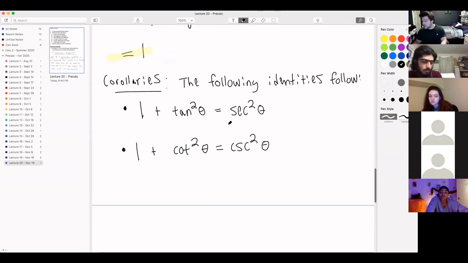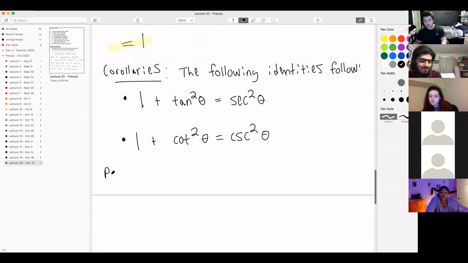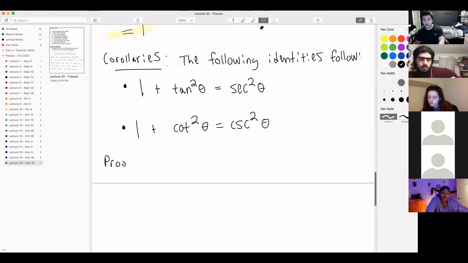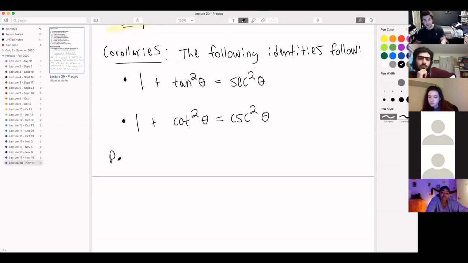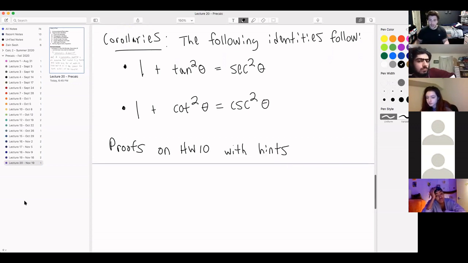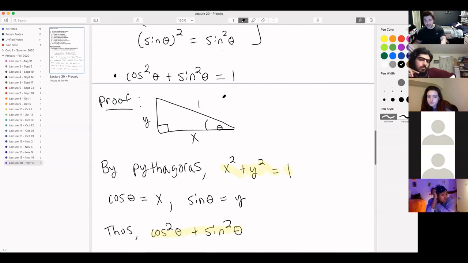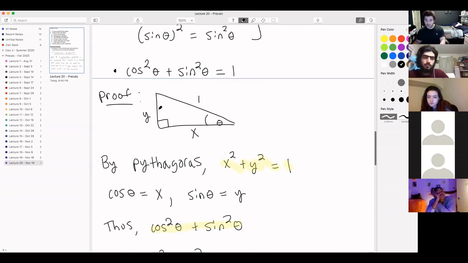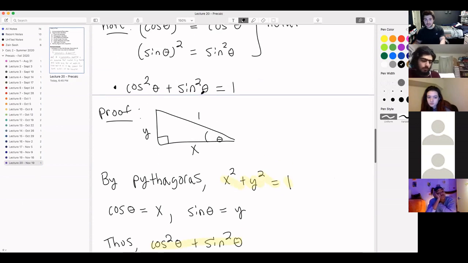Okay, so this will be on the homework, these two, okay? So you're gonna have to prove these on the homework, but there's really some nice hints on the homework, okay? So proofs on homework 10. So this will be a very nice exercise for you guys with hints, all right? I always like to give hints. They will be there for this question, all right? They're really not bad. Essentially, you just need to algebraically manipulate the first one. You don't need to draw a triangle. You just need to algebraically manipulate this guy.